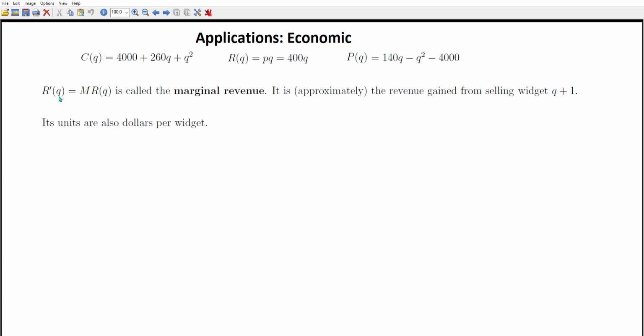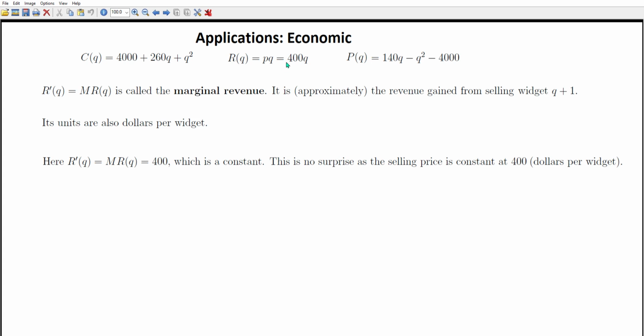R prime of Q, also notated MR of Q, is called the marginal revenue. It is approximately the revenue gained from selling widget Q plus 1 if we've already sold Q of them. Its units are also dollars per widget. Here, since R of Q is 400Q, R prime is 400, which is a constant. This is no surprise because the selling price is constant at 400, so we should get $400 extra for each widget we sell.